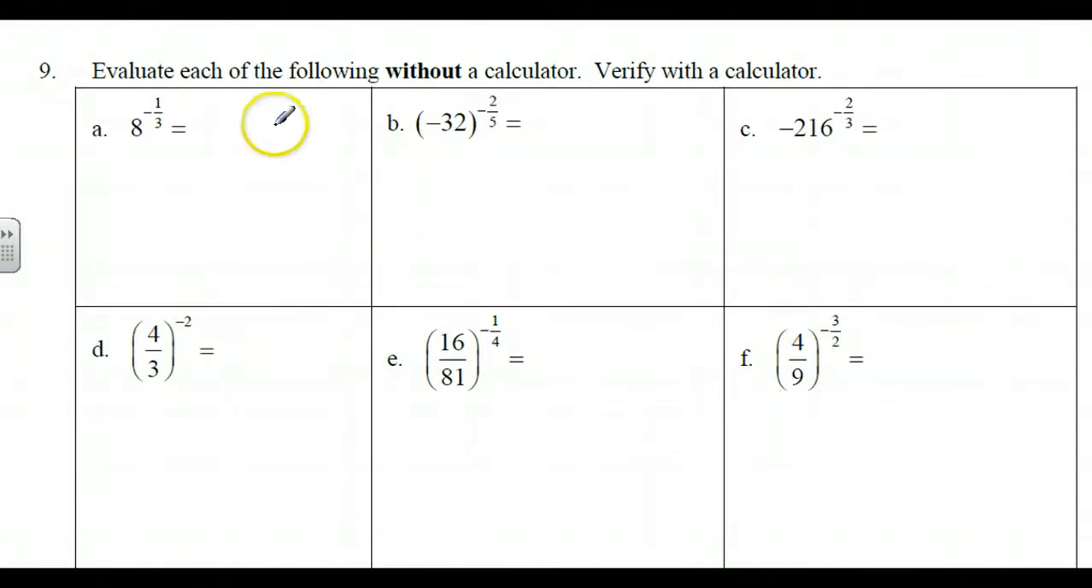Okay, evaluate each of the following without a calculator. This is 1 over 8 to the 1/3. You really can't do anything with a negative exponent. You have to turn it positive. Let's make that a big 8. And that's cube root of 8. So we'll get 1/2.